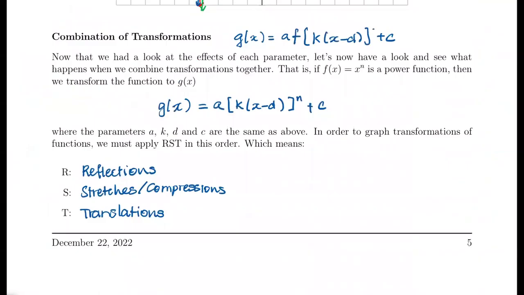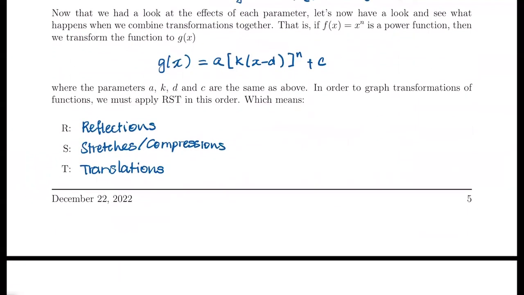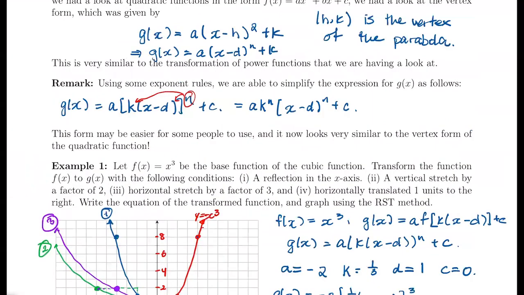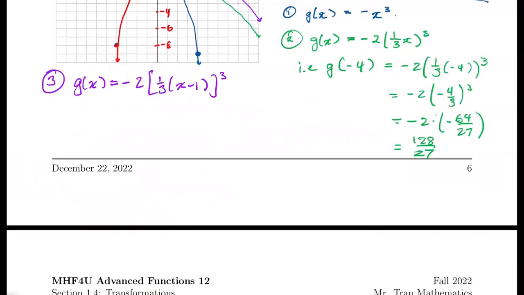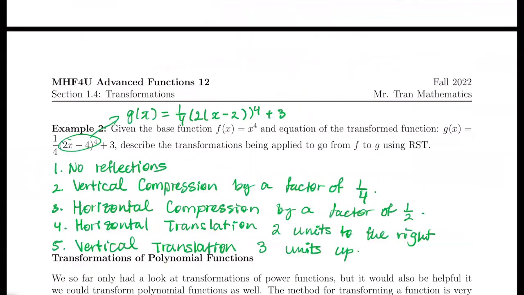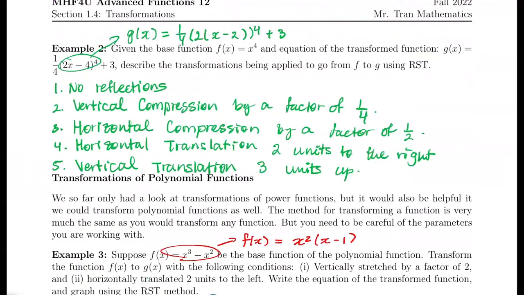And last one, we had a look at the combination of transformations involving all 4 parameters, a, k, d, and c. And basically, whenever we want to graph transformation functions, we would have to use the RST method. And then we had a look at a couple of examples of how to sketch transformation functions of power functions and how to describe them as well.